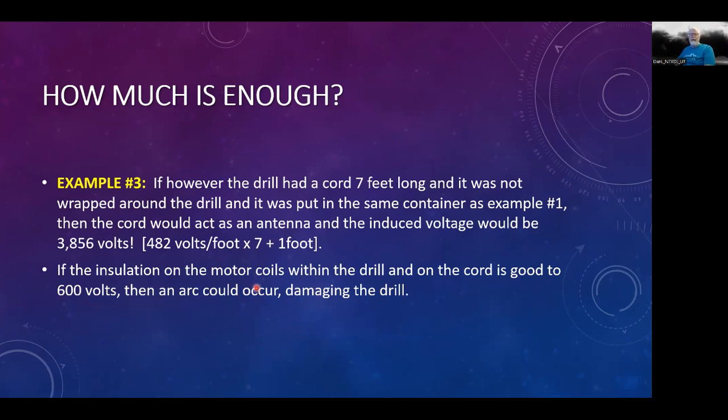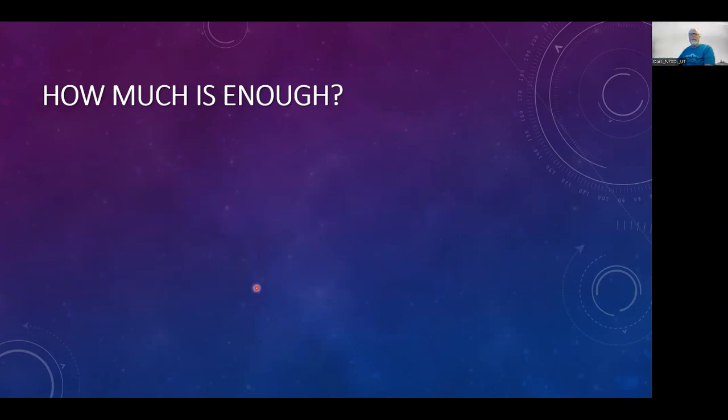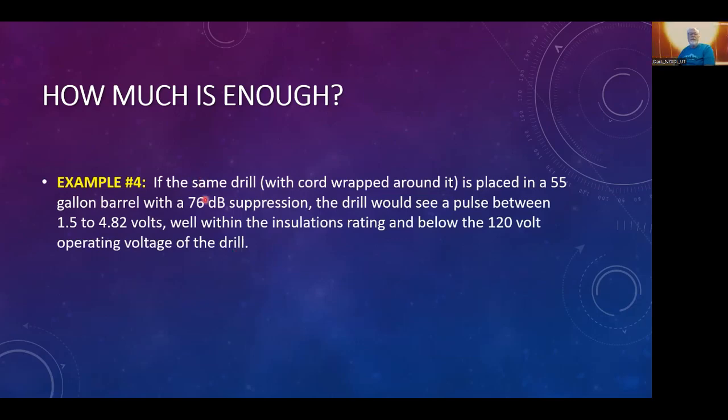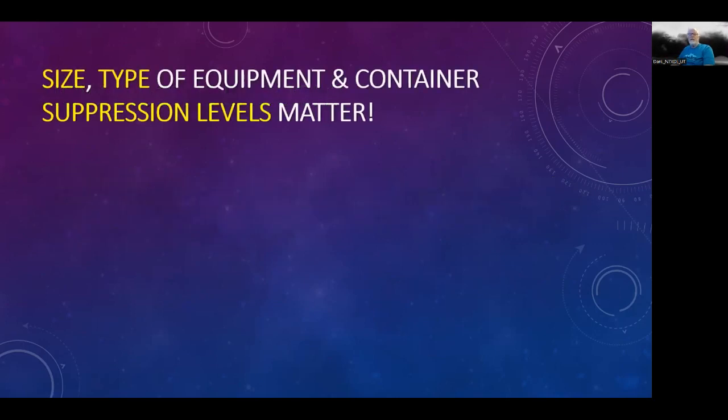There would be arcing, and the drill would be inoperable. And the last example, if you put that same drill with the cord wrapped around it in a 55-gallon barrel with a 76 decibel suppression, the drill would see a pulse of around 1.5 volts to 5 volts, well within the insulation ratings and below the 120 volt operating voltage of the drill. And so consequently, it would survive. So the size, type of equipment, and container suppression levels matter.